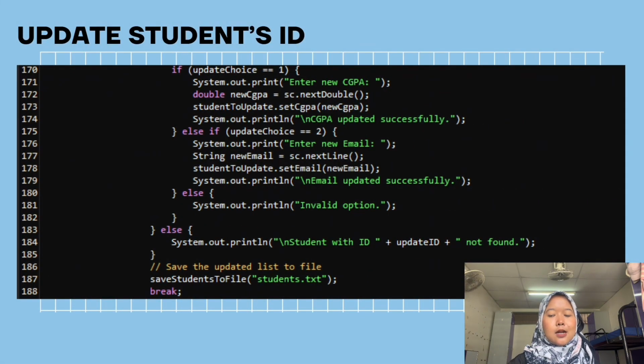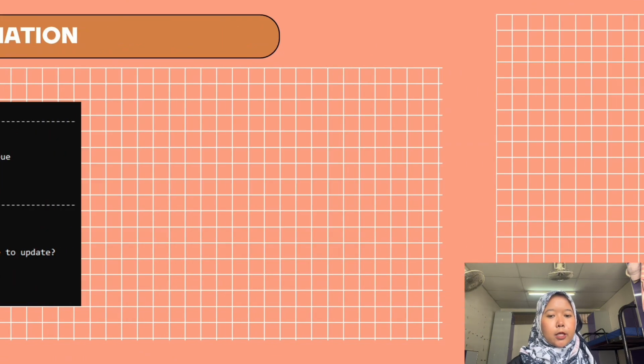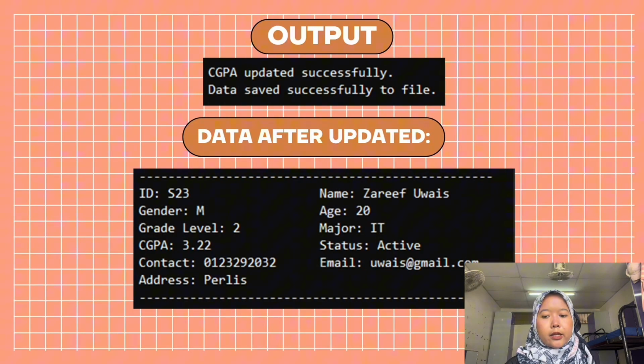Okay, next, the last process is update student information. This is the code, and for example, for input the user needs to enter choice number 5 and enter the student ID to update, for example S23, and then the user will change only the CGPA and email. Okay, this is the data after updating, where the CGPA and email were changed.